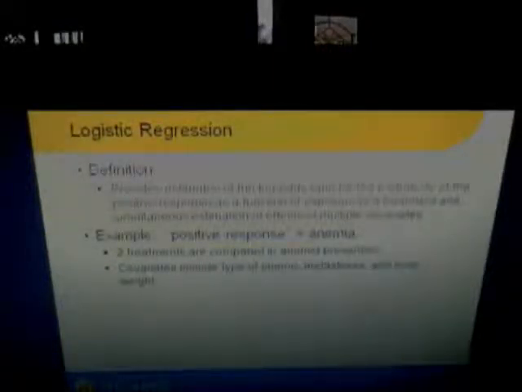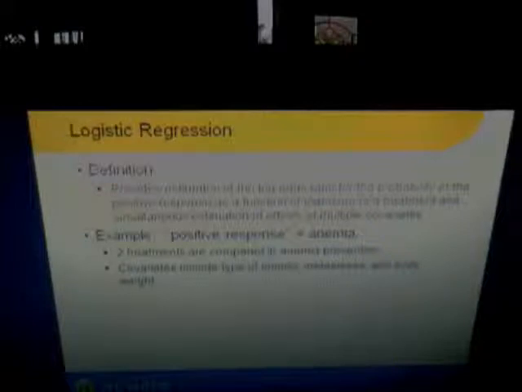So the key to logistic regression is that it provides odds ratios. Actually, the regression itself provides log odds ratios, but we can easily convert them into odds ratios. So we have a positive response, and that's statistical language to mean the outcome that we're interested in. Anemia is not positive for the patient, but that's the response that we're interested in. We want to compare two treatments on anemia prevention, and we have some additional covariates that may explain that anemia. So in this case, we're going to look at the type of chemotherapy, the metastases, and body weight.